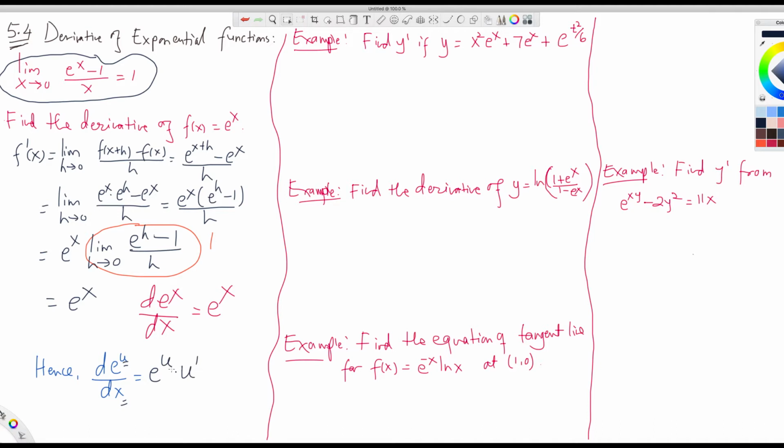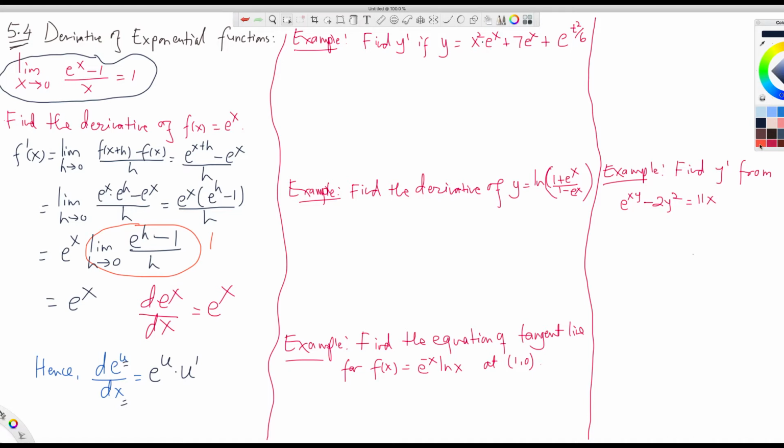So e to the u times the u prime. So we will see some examples, and then you will be clear, okay? So here y equals x squared times e to the x plus 7 times e to the x plus e to the x squared over 6. You see that there is a product there, so it is like f times g.